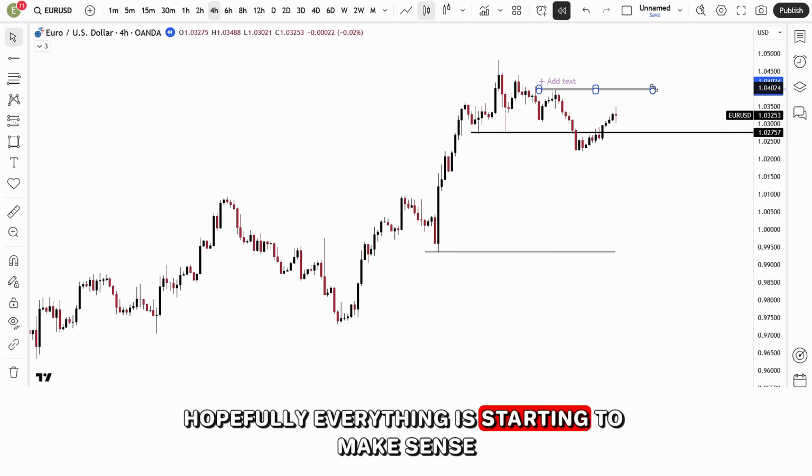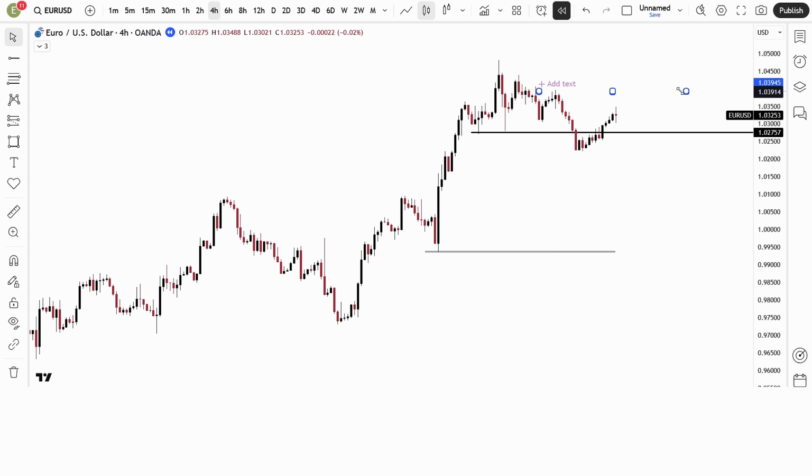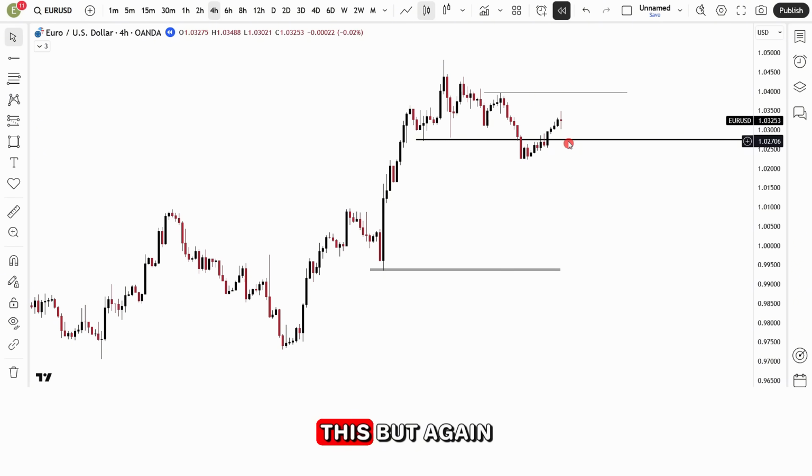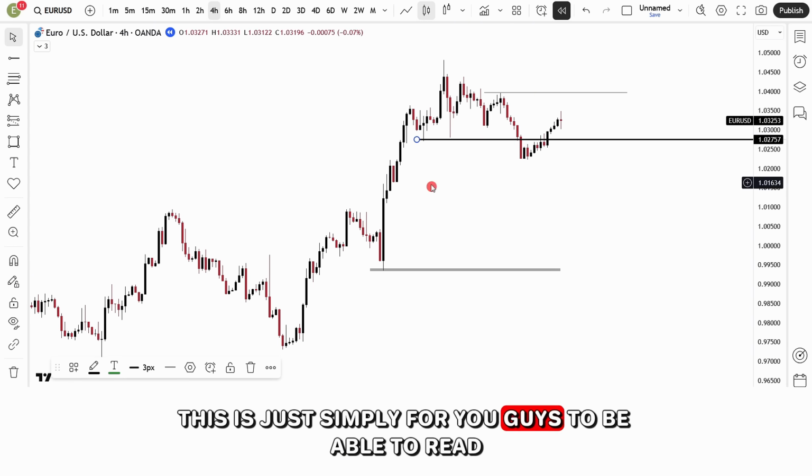Hopefully everything is starting to make sense. And we can make another lesson on how to fully optimize this. But again, this is just simply for you guys to be able to read price.